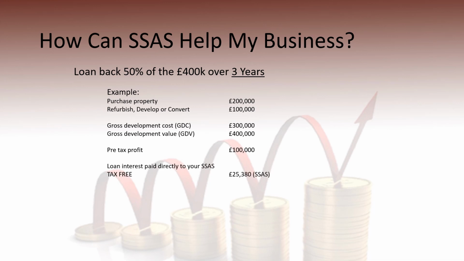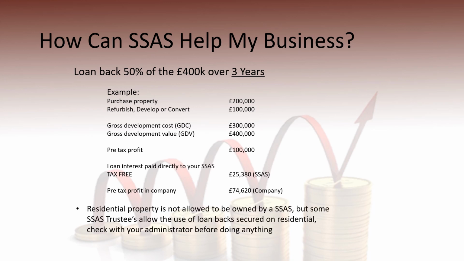You're going to pay the loan back of 200,000 or 187,000. You're going to pay your SSAS 25 grand's worth of interest over 3 years. You're going to make a pre-tax profit in the company of just shy of 75,000. Not amazing figures, but it gives you an example. It gives you a taster of what's possible. If you could turn that into a year, that's really powerful. You're also in control of it.